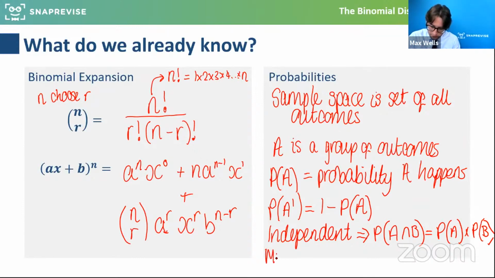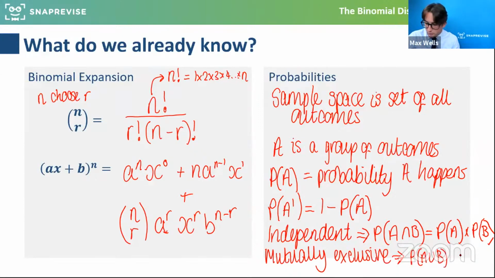And the other types of events we look at and pay particular attention to at A level are these ones called mutually exclusive, which basically means they can't happen at the same time. So the probability that both or either or happen, the union, is the two probabilities added up.